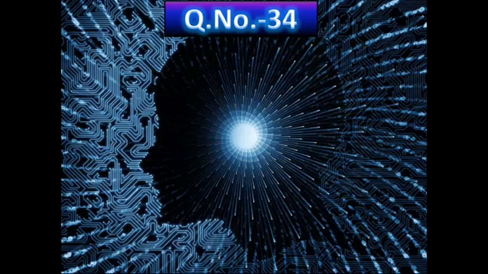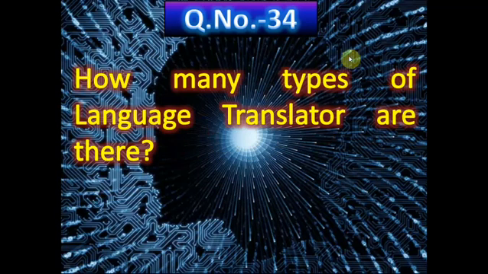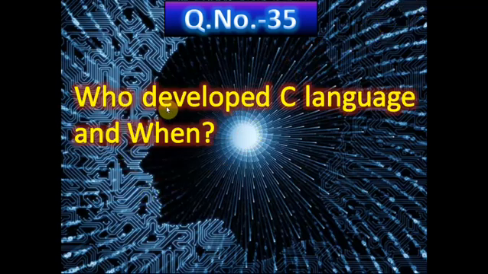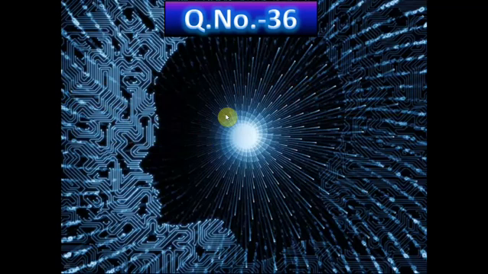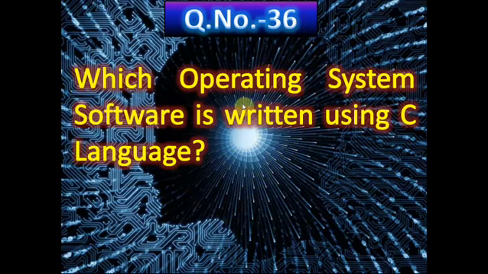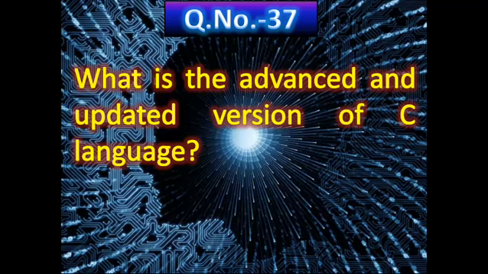Now question number 34. How many types of language translator are there? Now question number 35. Who developed C language and when? Here you have to write who developed C language and when it was developed. Question number 36. Which operating system software is written using C language? C is a very powerful programming language, and with the help of C programming language, which operating system software is developed?